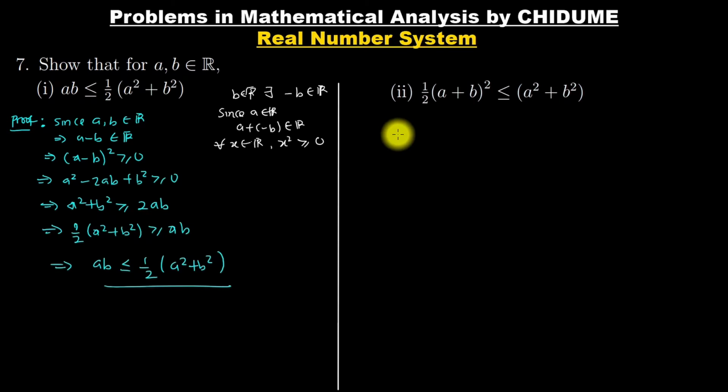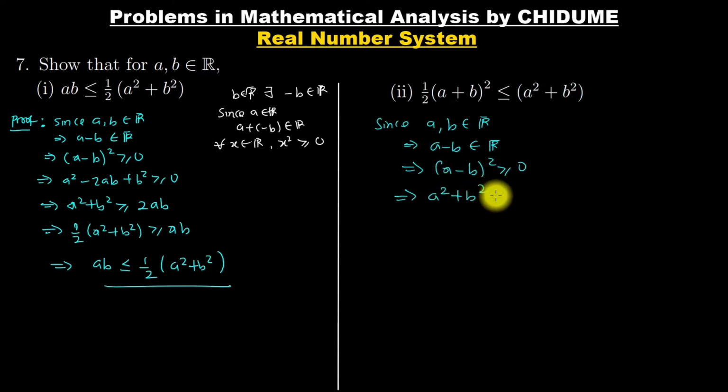Now for the second question, we are asked to show that 1 over 2 open bracket a plus b all square is less or equals to open bracket a square plus b square. Now since a and b belong to R, definitely a minus b must also belong to R, which implies that a minus b all square must be greater or equals to 0. And this implies that if I square this, I'm going to have a square plus b square minus 2ab to be greater or equals to 0.